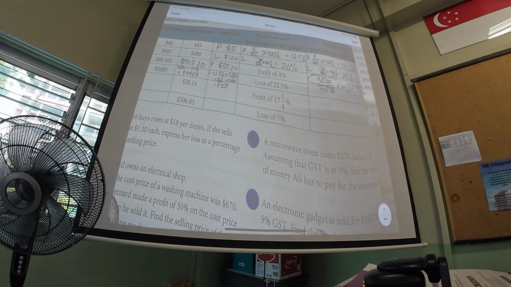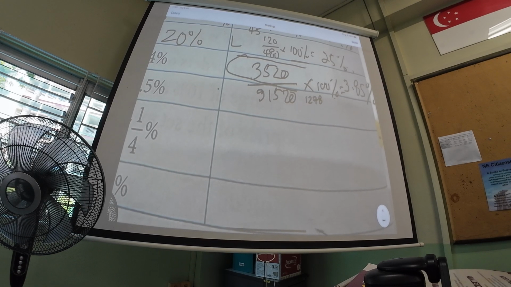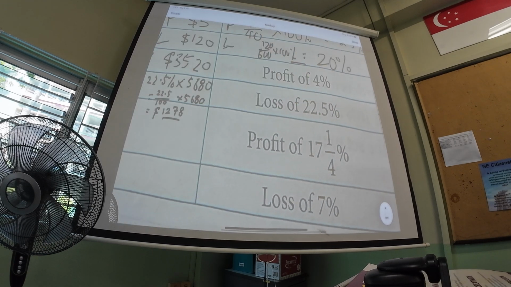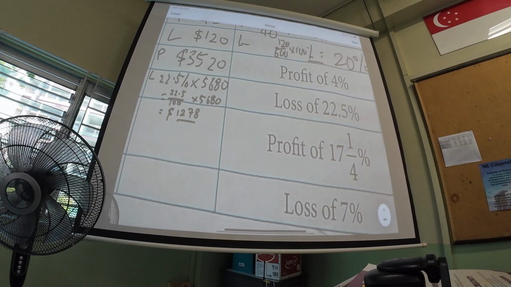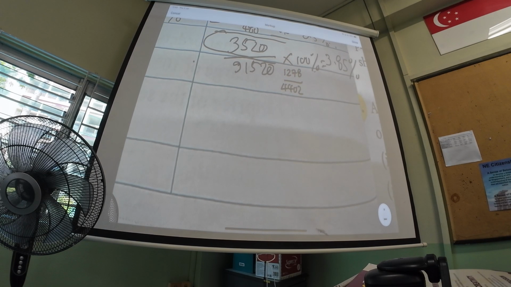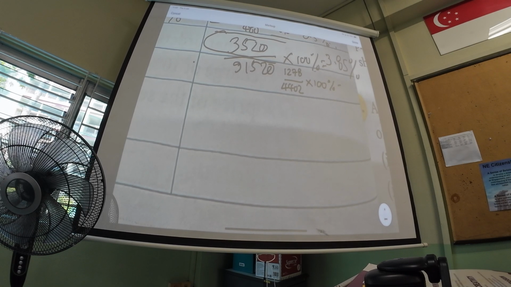Okay, so I should be taking 1278, which is my loss, divided by the selling price, which is 4402. Then changing it to a percentage, I multiply by 100.